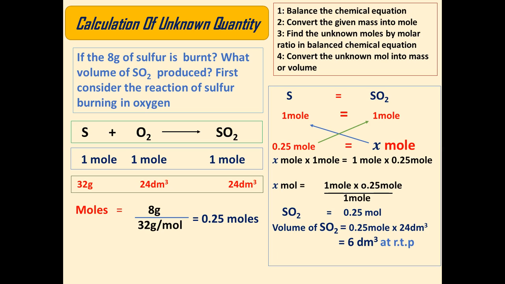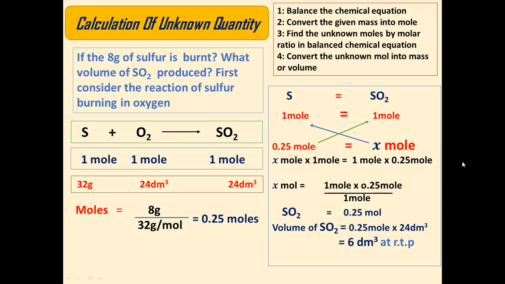Now we're going to convert these moles into the volume. At room temperature and pressure, one mole of any gas has a volume of 24 dm³. So we multiply this 24 dm³ by the given moles of sulfur dioxide, and that produces 6 dm³ of sulfur dioxide.